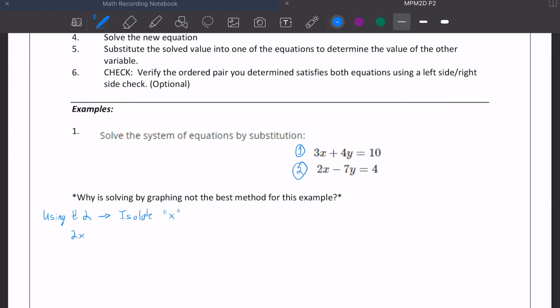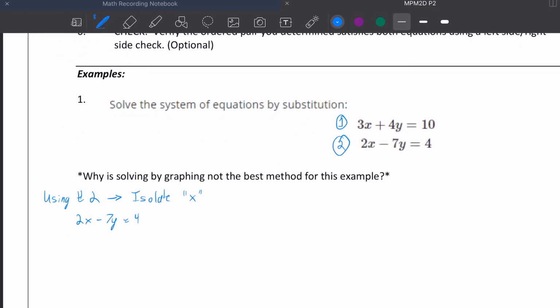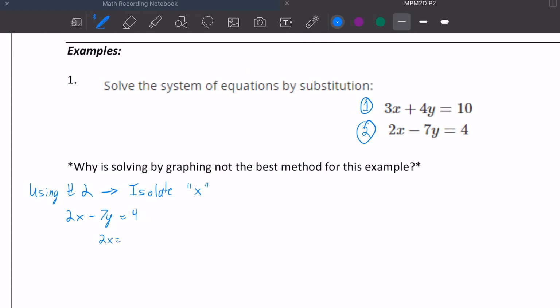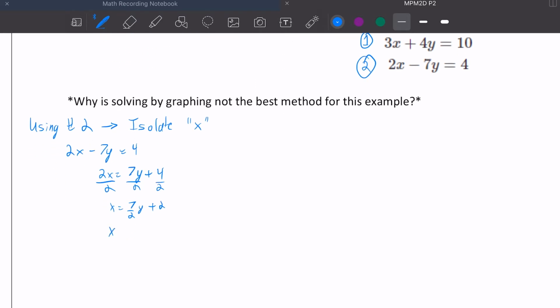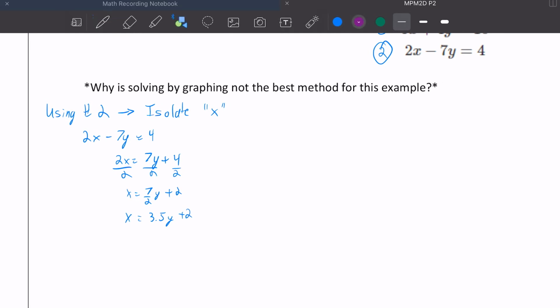Good. 2x minus 7y equals 4. 2x equals 7y plus 4, and divide it all by 2. Get x equals 7 over 2 y plus 2. And this time I'm going to say, let's use decimals. In this case, it comes out with a nice clean decimal, so we don't need to worry about something going to an eternity. So this is a nice clean decimal. So this is our new equation right here.